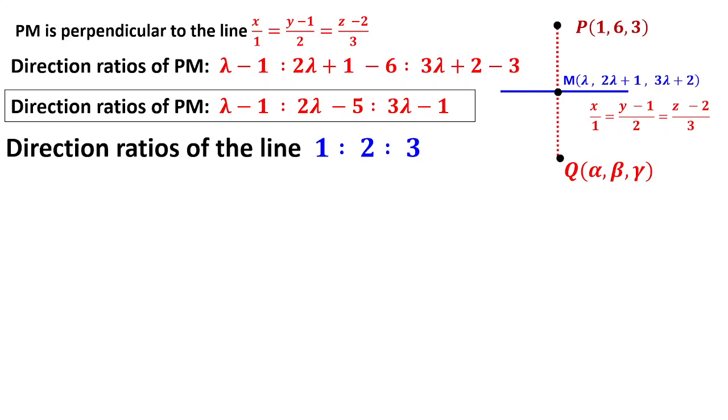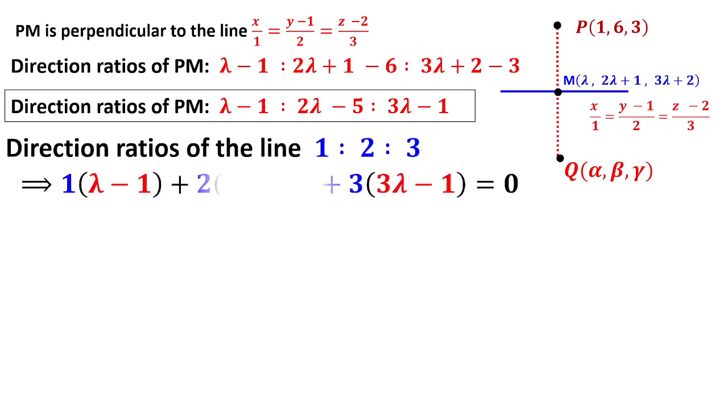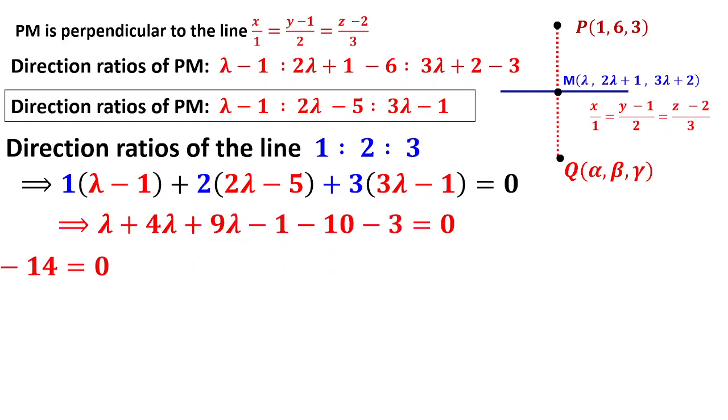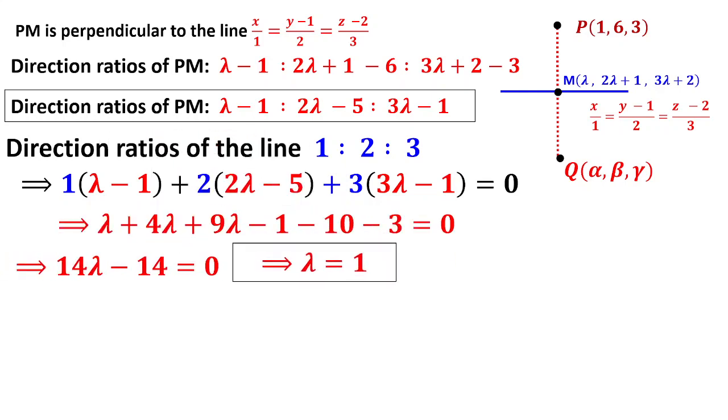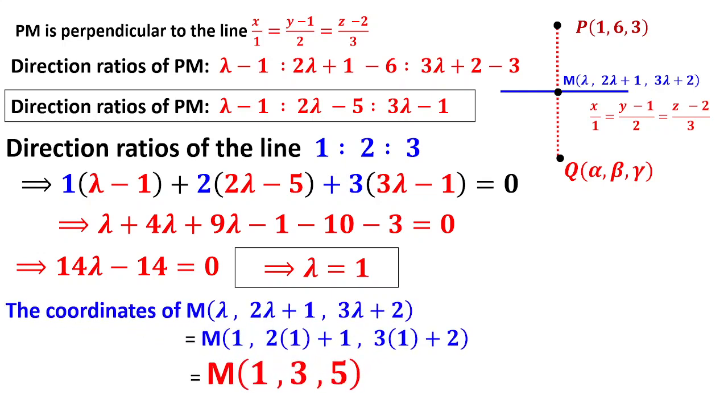Now what are the direction ratios of the given line? It is 1 is to 2 is to 3. Now we have to multiply and equate it to 0. 1 into lambda minus 1, plus 2 into 2 lambda minus 5, plus 3 into 3 lambda minus 1 is equal to 0. Eliminating lambda, I get lambda equal to 1. If lambda is equal to 1, I can quickly find the coordinate of M. It is 1, 2 into 1 plus 1, 3 into 1 plus 2, that is 1, 3, 5. Therefore, I got the foot of the perpendicular.